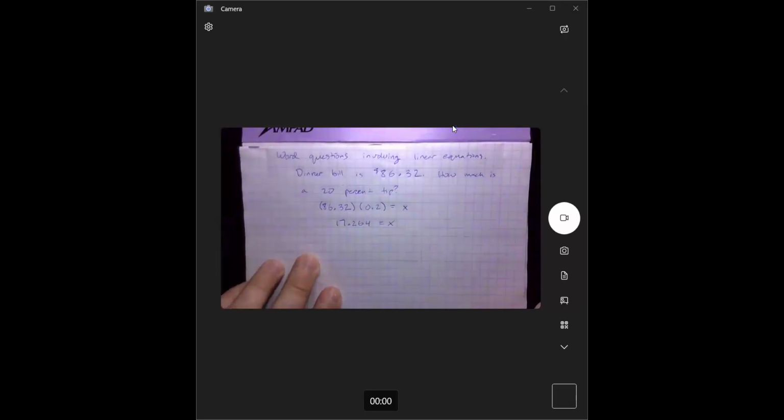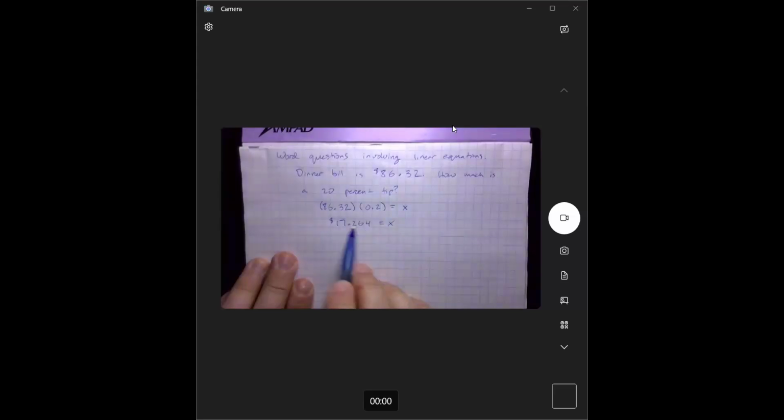Which brings up a good point actually. If you're leaving a tip, there's no such thing as $17.264. But most of us would round. And to be honest, most of us would probably round it even a little bit more. 17 sounds good. Or we might round it up and go 18 instead of 17.